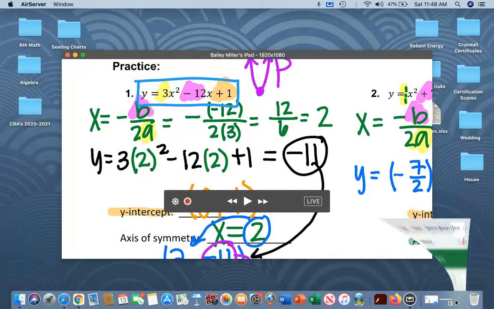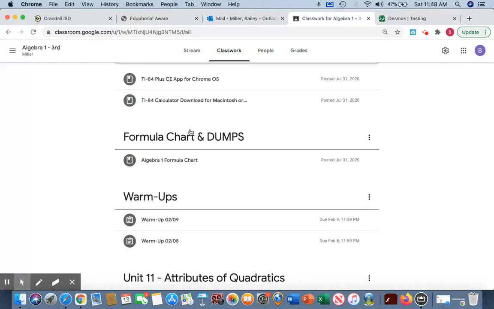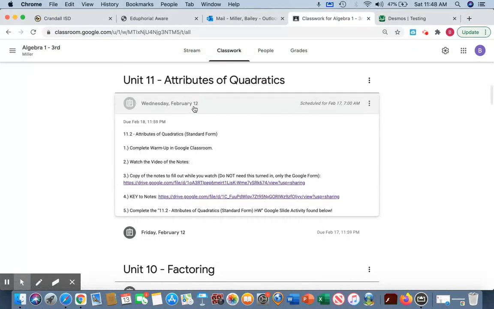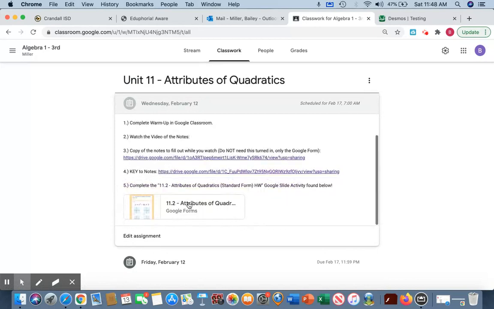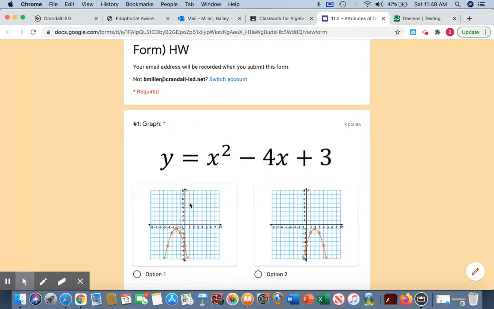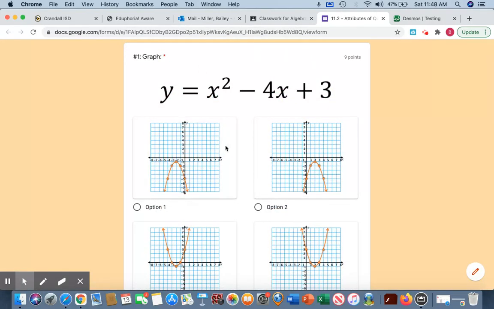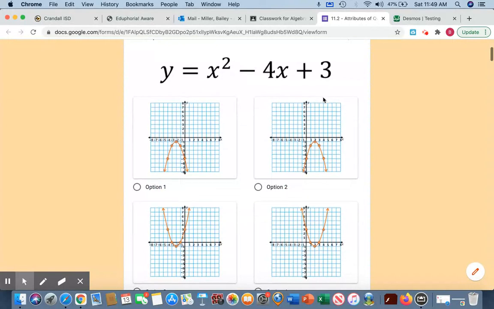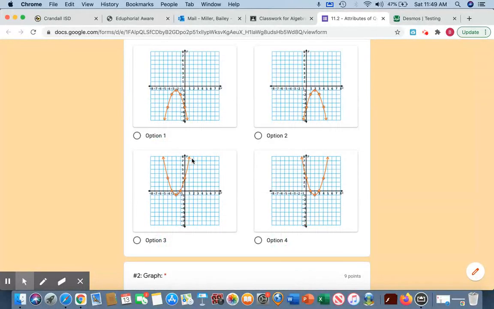You do have homework. So if you look in Google Classroom under Wednesday, February 12th, it's called 11.2, Attributes of quadratics in standard form. So these give you graphs. So you can kind of tell from here, y-intercept would have to be over 0, up 3 because of that c term. So I'm looking for a y-intercept of 0, 3. Well, this one has 0, negative 5. This one has 0, negative 5. So I know I'm down to option 3 or 4.